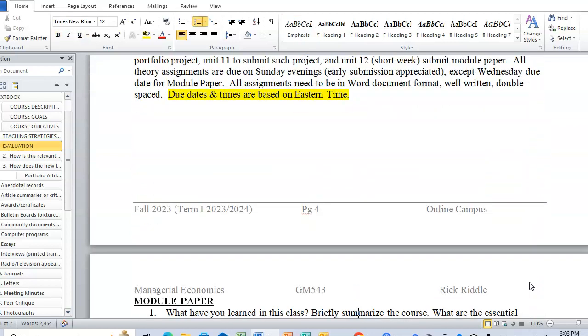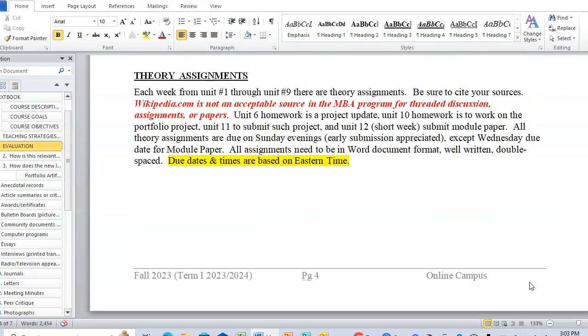Theory assignments. There's a theory assignment every week, week numbers 1 through 9. There's no theory assignment in week number 10. In week number 11, your assignment is basically a theory type of assignment. It's to turn in your stock paper, stock project. And week number 12, it's the module paper.